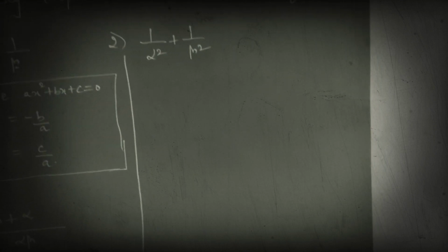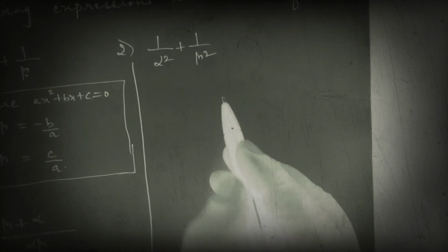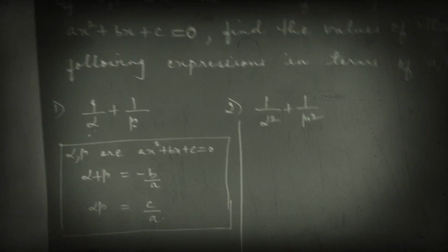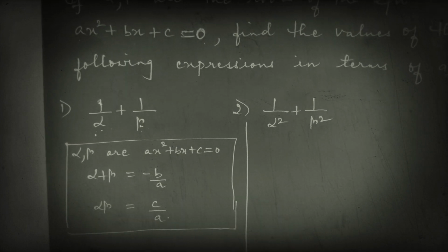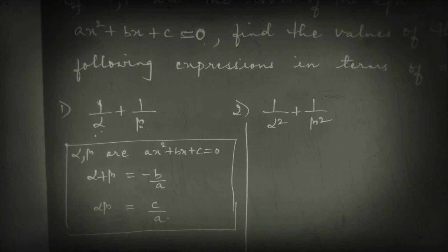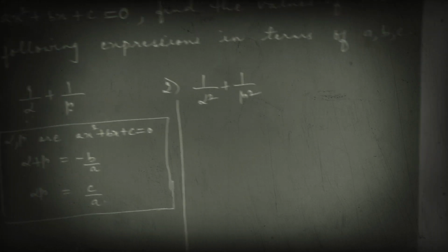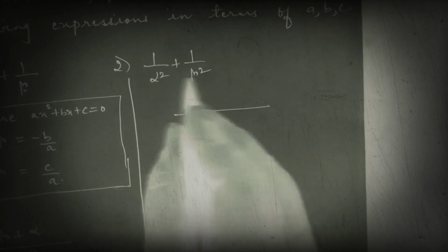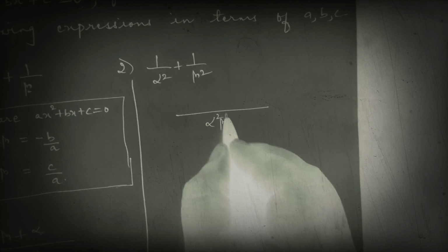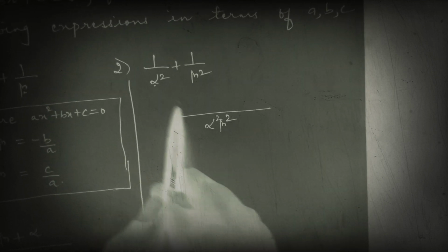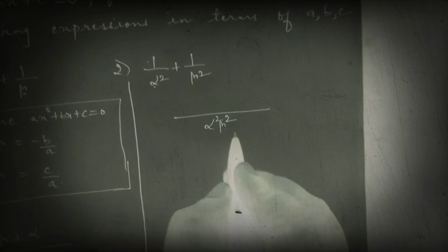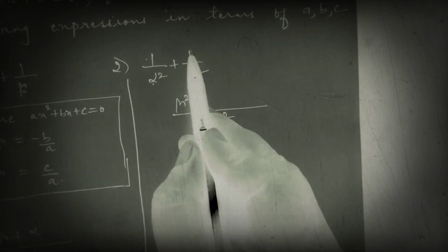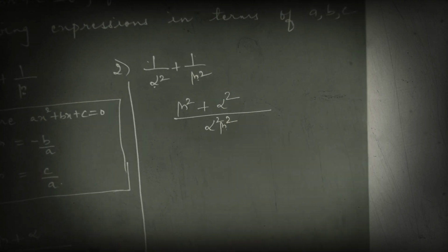Now the second question is 1 by alpha square plus 1 by beta square. So I already told you, since ax square plus bx plus c equal to 0 is the given equation, the sum of the roots alpha plus beta equals minus b by a, and the product of the roots alpha into beta equals c by a. Taking the LCM here, the LCM of alpha square and beta square is alpha square beta square. Here alpha square is there, so multiplying the numerator with beta square, 1 into beta square is beta square, plus here beta square is there, so multiplying 1 with alpha square, or simply cross multiply.